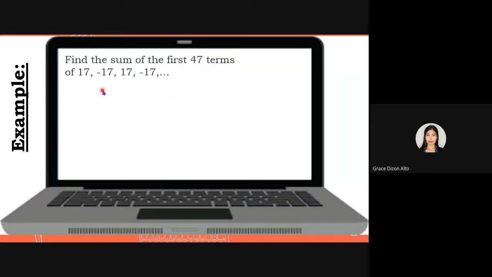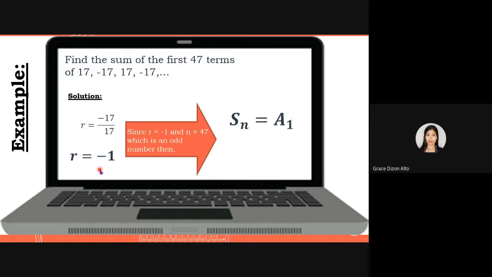Example. Find the sum of the first 47 terms of the sequence 17, negative 17, 17, negative 17. So we'll have to check for the common ratio. It should be negative 1. Yes, it's negative 1. So now we will be using the formula S sub n is equal to A sub 1. So we have S sub 47 is equal to 17, which is our first term.